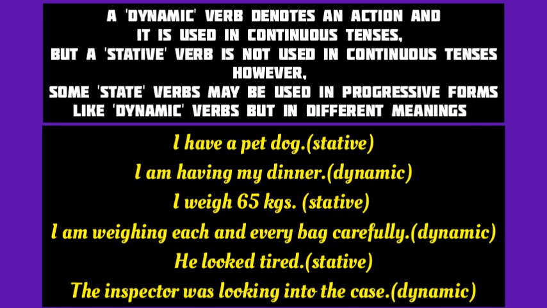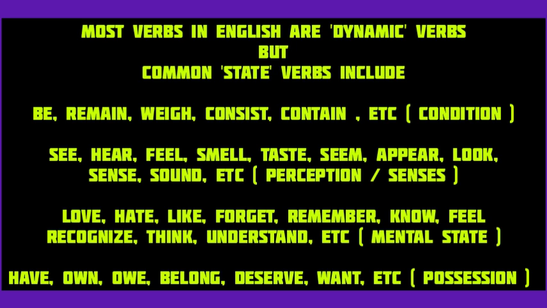So it's clear when certain stative verbs are used in progressive forms, they have a different meaning and context, so they become dynamic or action verbs. But make no mistake, this is not true of all stative verbs. There are some stative verbs which are always stative and are not used in continuous tenses. Although most verbs in English are dynamic or action verbs, there are 4 types of state verbs.